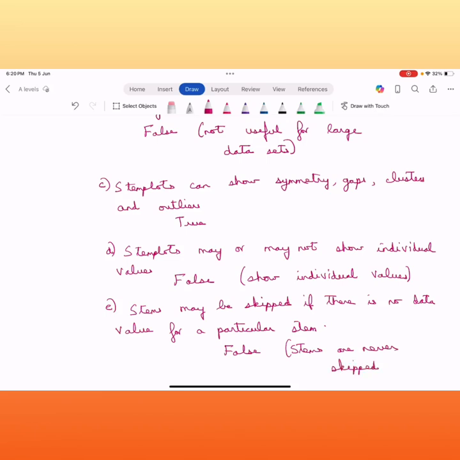So that gives us a basic introduction of stem plots. So thank you.